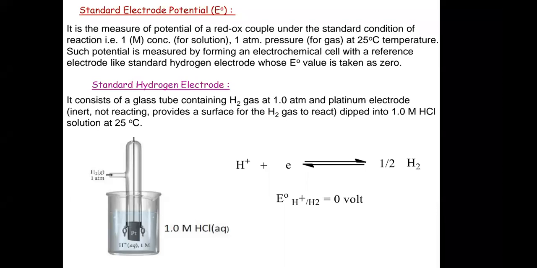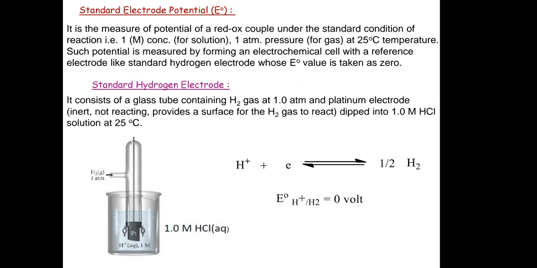What does a standard hydrogen electrode consist of? It consists of a glass tube containing hydrogen gas at 1 atmosphere pressure, and a platinum electrode is dipped inside that glass tube into the HCl solution of 1 molar concentration.